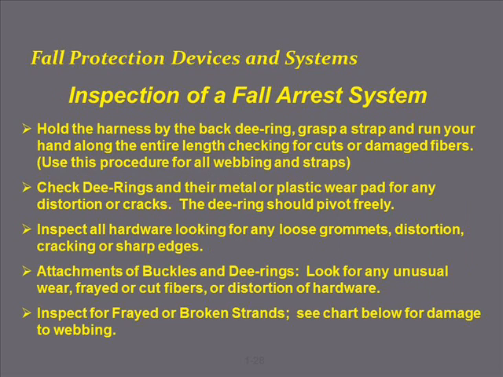It is extremely important that you inspect your fall protection system prior to each use. Hold the harness by the back D-ring and grasp the strap and run your hand along the entire length, checking for cuts or damaged fibers. Check the D-rings and their metal or plastic wear pads for any distortions or cracks. The D-ring should pivot freely. Inspect all hardware, looking for loose grommets, distortion, cracking, or sharp edges. Check the attachments of buckles and D-rings. Look for any unusual wear, frayed or cut fibers, or distortion of the hardware. Inspect for frayed or broken strands.